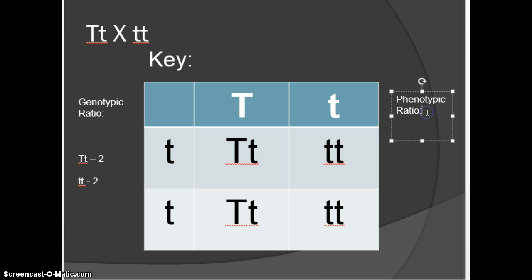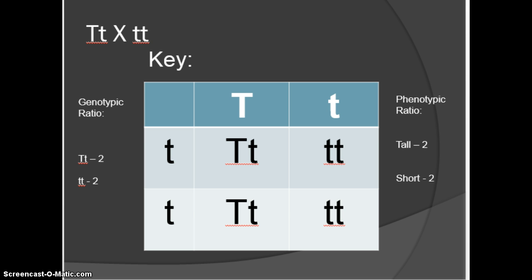So what are these plants going to look like? What are their phenotypes? How many tall are we going to have, and how many short are we going to have? Anytime the dominant gene is expressed, that's when we will get tall. So we only have 2 that have that dominant gene. We also have 2 that have both of the recessive genes. So this is going to be a 1-to-1 or 2-to-2 ratio for the offspring of this cross.